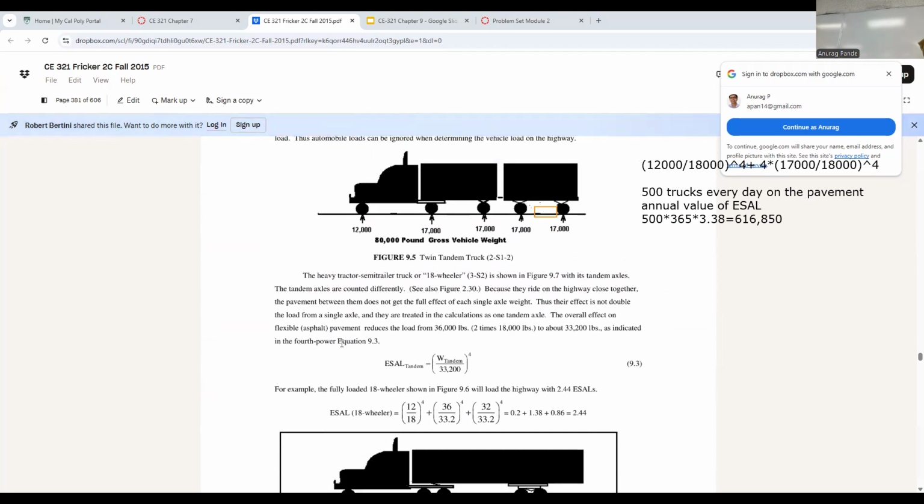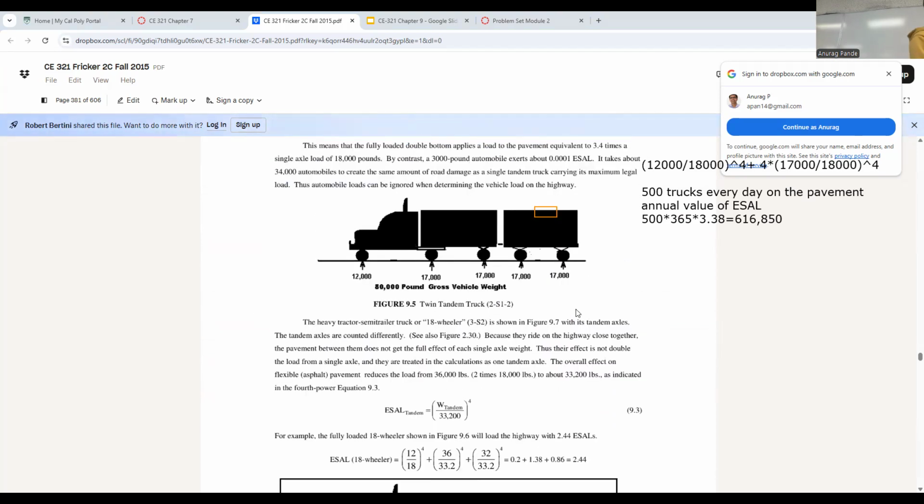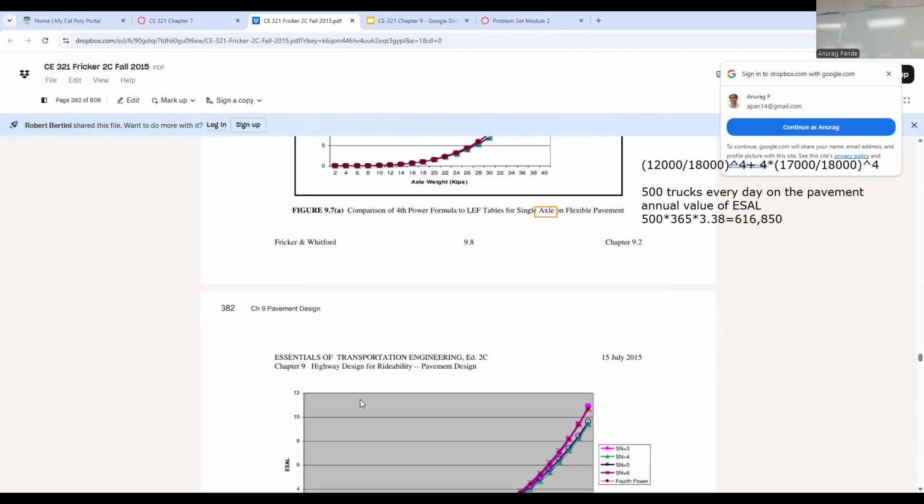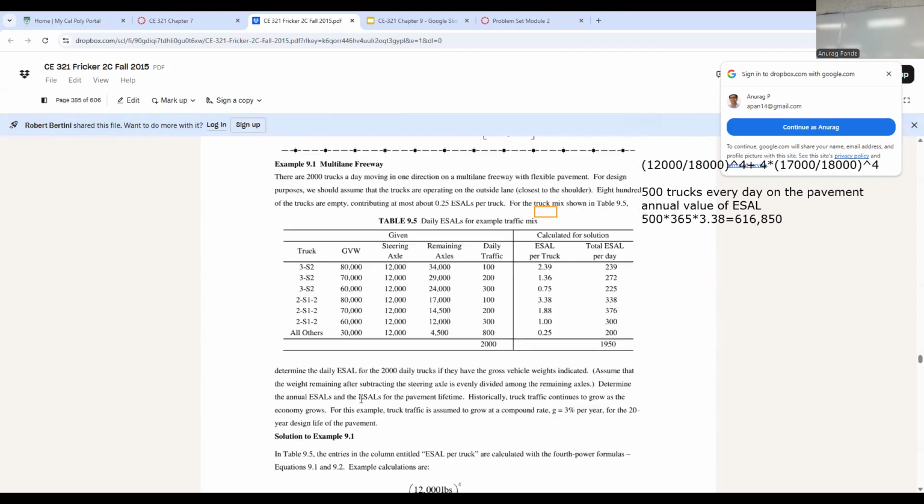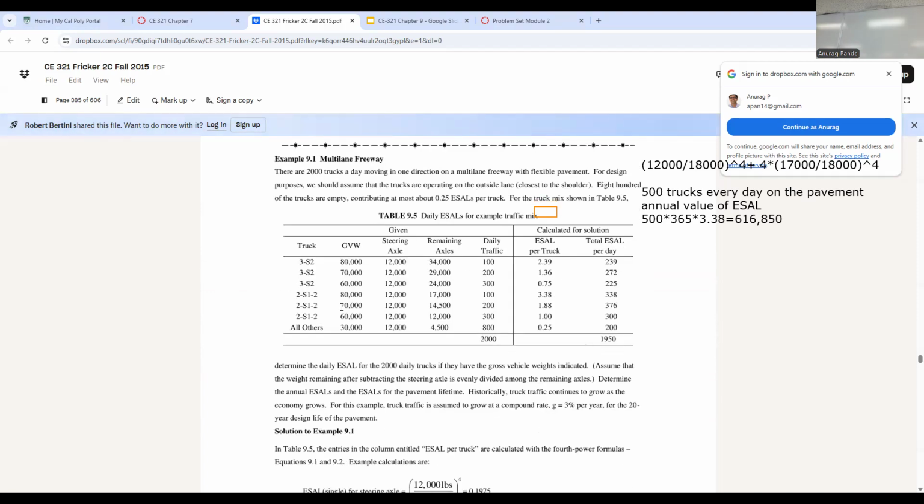The 2S12 will look like this. Twin tandem truck, 2S12, 12,000, and then you'll have whatever is left on the other axles. Let's look at that problem again. What was the load? It's the 70,000 one we're working with. 12,000 goes on the single axle, and then the remaining axles will have 14,500 each, right? You know where we are getting that 14,500 from, right?